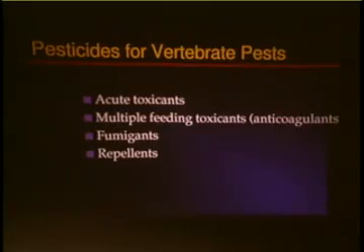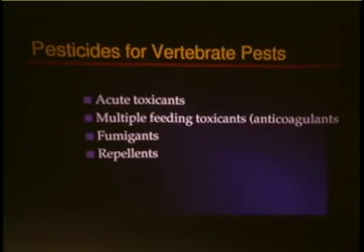Pesticides for vertebrate pests. The acute toxicants are materials that an animal feeds on, like one feeding and it dies. So anybody have an idea of an acute toxicant that you might use in a garden? Arsenic isn't used anymore, but it's similar to arsenic. Instead of A, it's S. Strychnine. Okay. Strychnine is a single feeding, one mouthful or one feeding of that bait causes the animal to die. So that's called an acute toxicant.